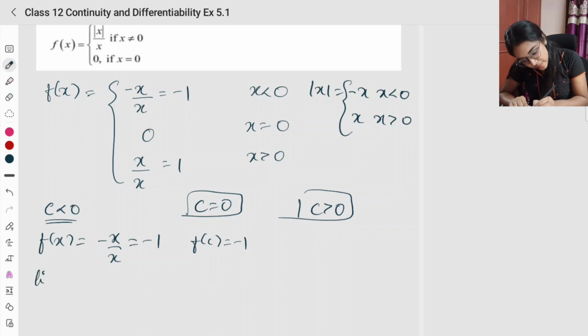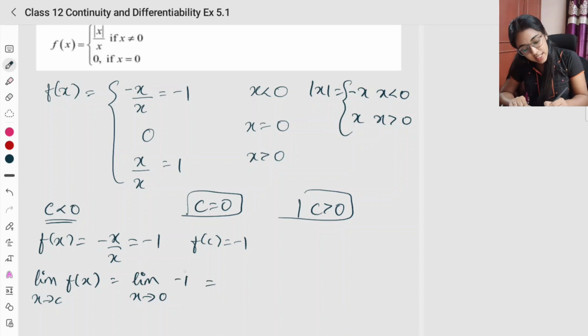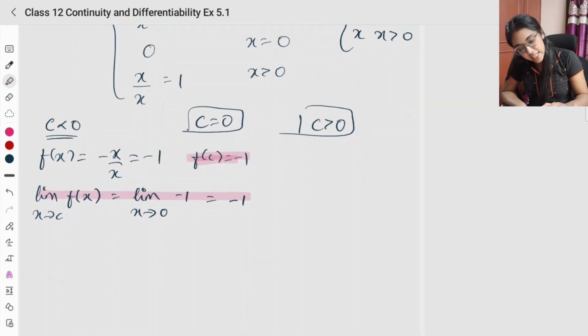What is my limit? Limit x tends to c of f of x is going to be limit x tends to, what is my c value, 0, of f of x, which is minus 1. There is nothing inside the limit, so I'm going to take the minus 1 outside. Limit x tends to 0 of 1 is nothing but 1. So minus 1 into 1 is minus 1. Now we have found the limit and f of c. So I have f of c is minus 1 and the limit is also minus 1. So this is when c is less than 0.